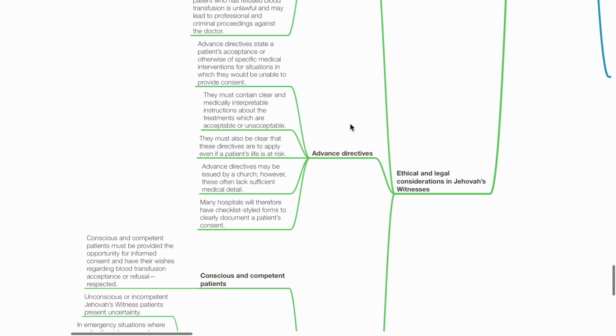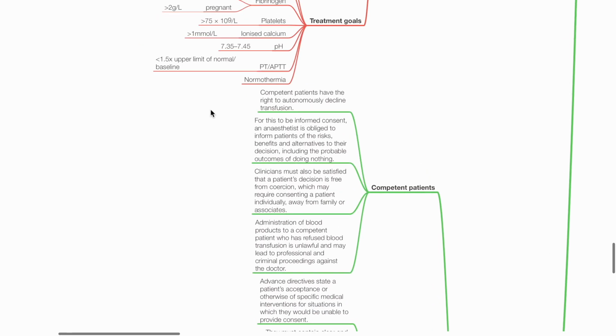Ethical and legal considerations with Jehovah's Witnesses. Competent patients. Competent patients have the right to autonomously decline transfusion. For this to be informed consent, an anesthetist is obliged to inform the patient of the risks, benefits, and alternatives to their decision, including probable outcomes of doing nothing. Clinicians must also be satisfied that the patient's decision is free from coercion, which may require consenting a patient individually, away from family or associates. Administration of blood products to a competent patient who has refused blood transfusion is unlawful and may lead to professional and criminal proceedings against the doctor.